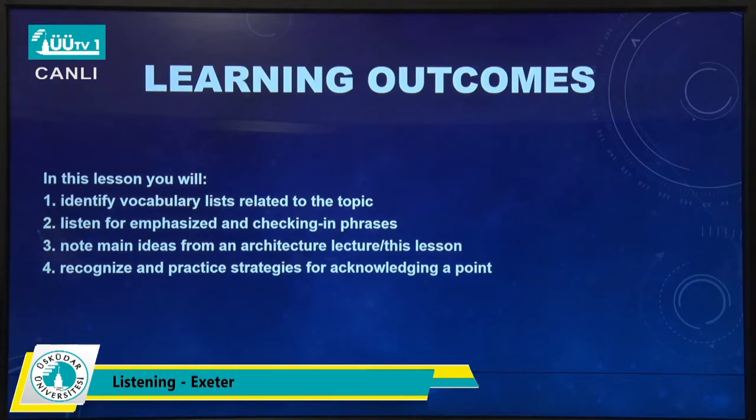In this lesson, you will, of course, identify keywords, key terms related to the topic. You are also going to listen for emphasized and checking-in phrases. I'm going to talk more about this later in the next slide. And then, since this is a listening class, you're going to take notes on the main ideas from the architecture lecture, or this lesson. And last but not least, you're going to learn to recognize and practice strategies for acknowledging a point. Actually, this is a discussion strategy.